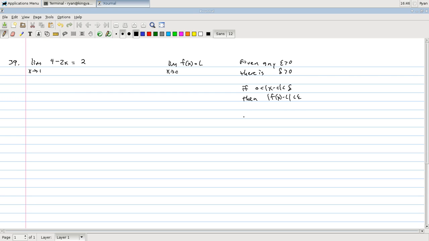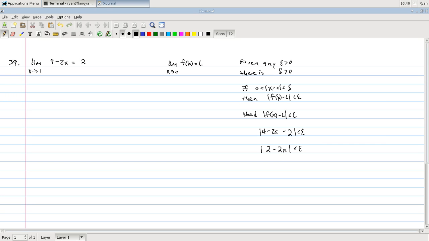Now, our goal on this problem, what we need, is this last statement right here. We need the absolute value of f of x minus L to be less than epsilon. So plugging our particular function in, our function is 4 minus 2x. Our limit is 2. We need this to be less than epsilon. We can now simplify this, combining the 4 and the negative 2 together. So the absolute value of 2 minus 2x less than epsilon.